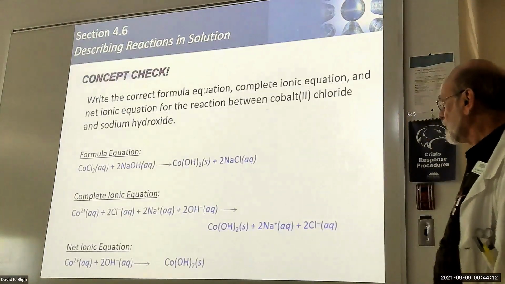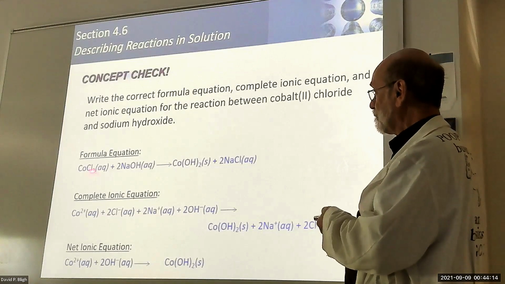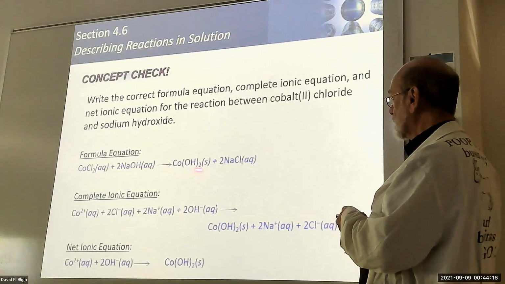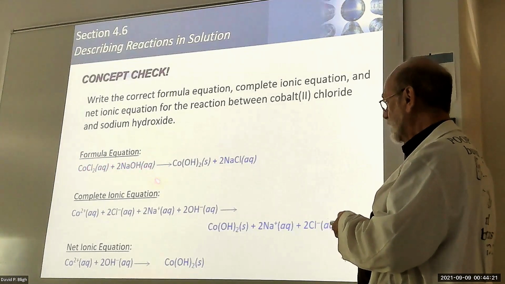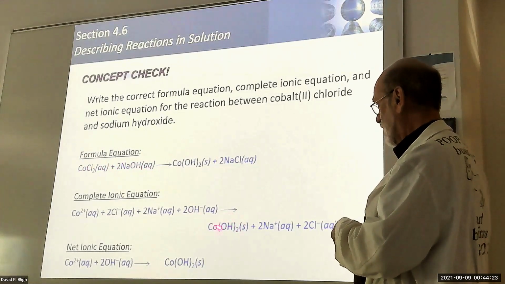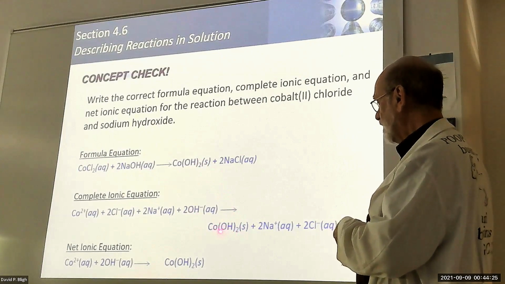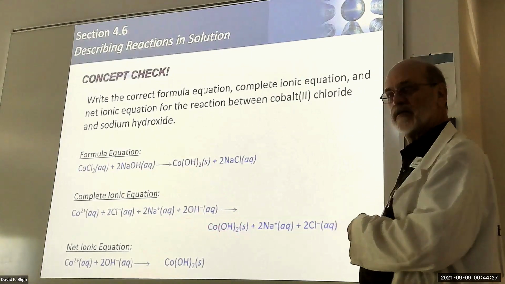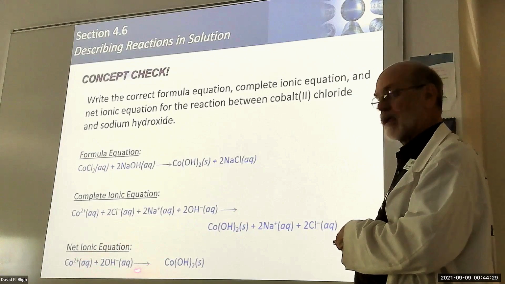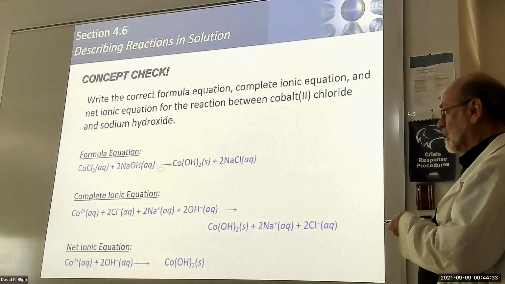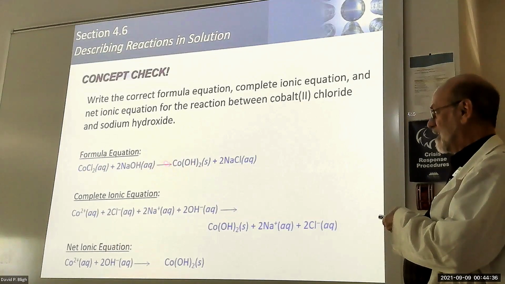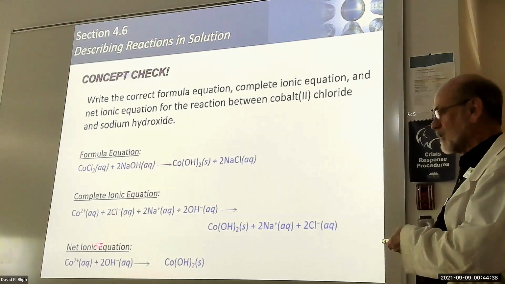Okay. So this is an example. The formula equation, balanced. Then you split up all the ions and you leave the solid alone. Right? It's the same in both. And then you chop out the spectators and you have the net ionic equation. So you've got to do this one first and get that balanced. Then you can walk your way through the other two.